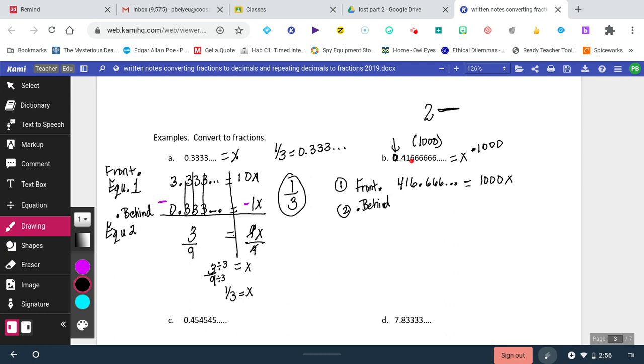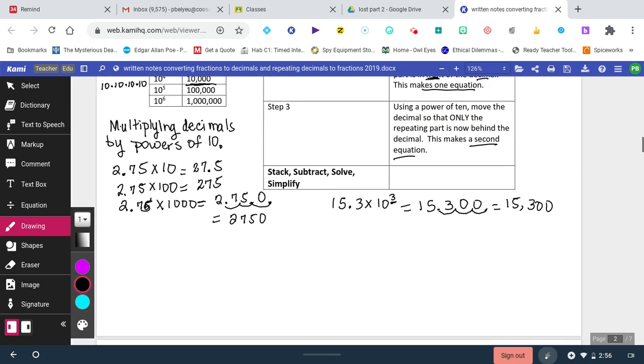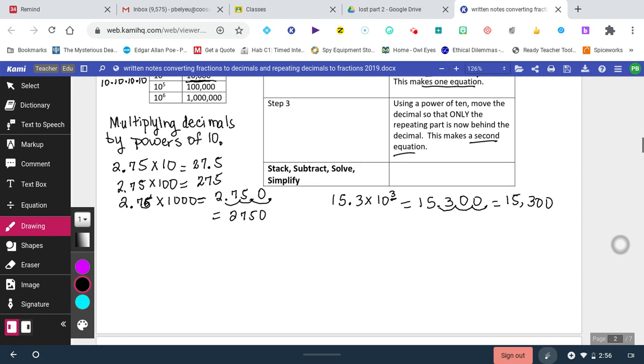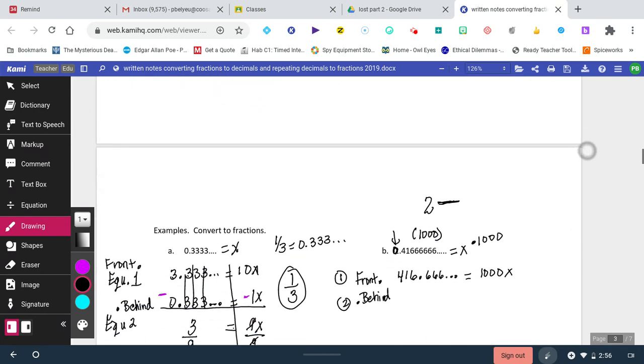So what power of 10 would I have to multiply by to get the decimal to go from here to here? Well, how many places would you have to push it? 2. So instead of 1,000, I say, okay, well, which one pushes it 2 places? 100 pushes it 2 places. Okay? You just look at the number of zeros.